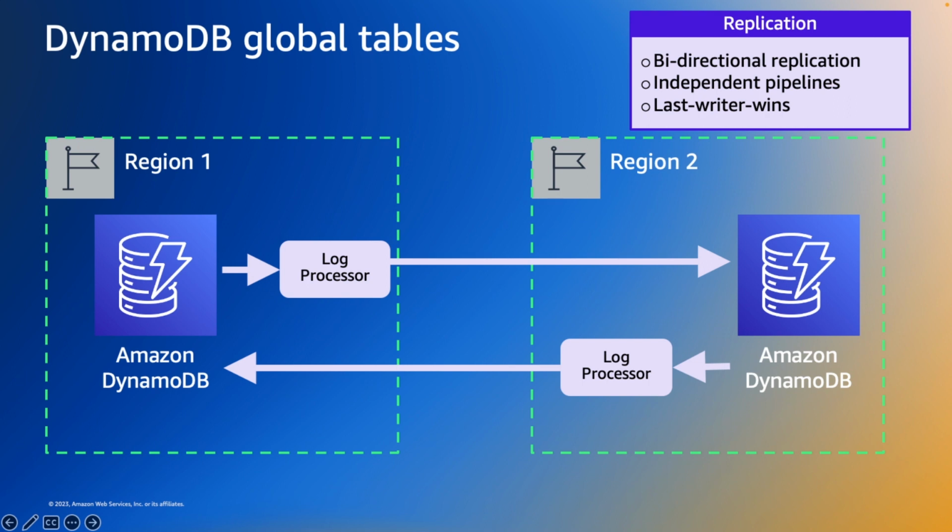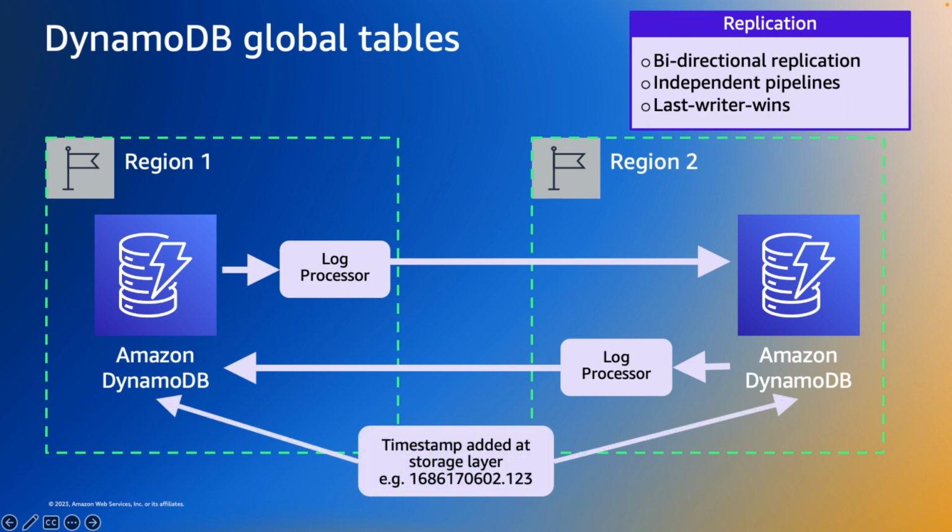Now, when we compare items in order to figure out which should be retained, we use a timestamp. The timestamp is added at the storage layer. In the latest version of Global Tables, 2019-11-21, which is a date, aka Global Tables version 2, the timestamp is added at the storage layer and it is transparent to you, meaning you can't see it. And this strategy of conflict resolution is called last writer wins.